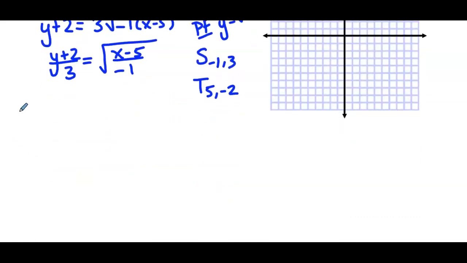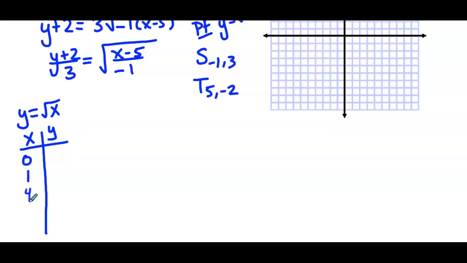Start with our table of values for y equals the square root of x. So remember, inputs are perfect squares, so 0, 1, 4, 9. So 0, 1, 2, 3. And we are going to scale by -1, 3. And then we're going to translate 5, -2.